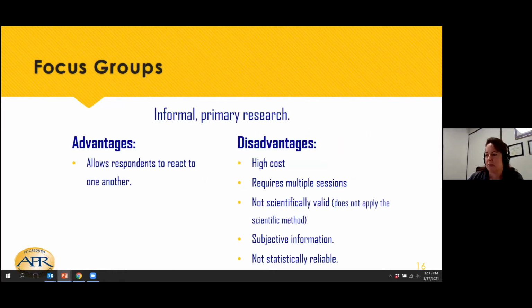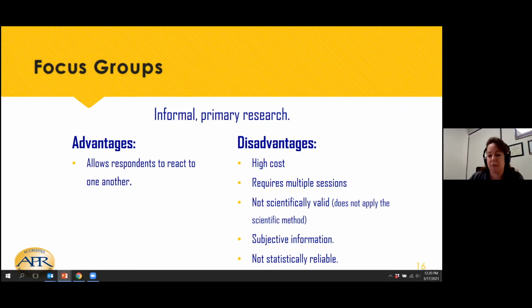So now getting into the types, or the ways that you can conduct your research, and we do identify the types. So focus groups, which Jay talked about with his Habitat for Humanity example. These were informal primary research. They did them themselves, but it was informal. And the advantages were that it allows respondents to react to one another if they're in a group together. So you have a conference room full of people, or 10 people, 8 people around a table. The disadvantages are that there can be a high cost involved.